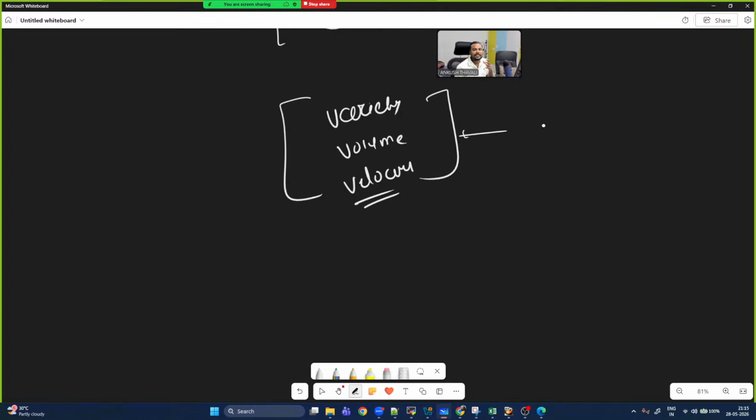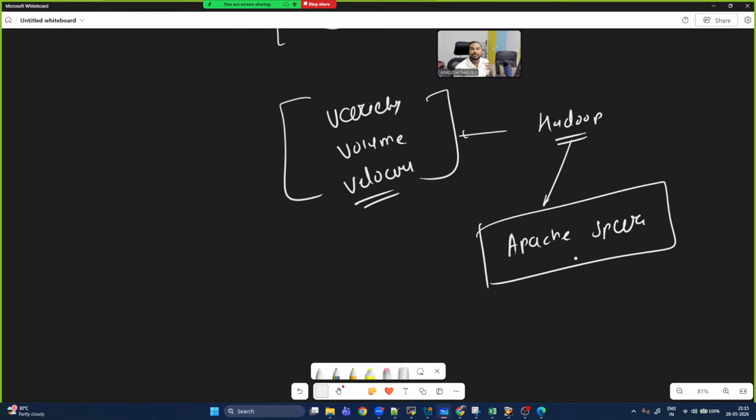And that is the reason they came up with the Hadoop technology earlier. But Hadoop also had a lot of problems. Hadoop was very slow because it was doing processing at the disk level. So they came up with a technology called Apache Spark. Spark is in-memory computation, which is much faster compared to Hadoop.